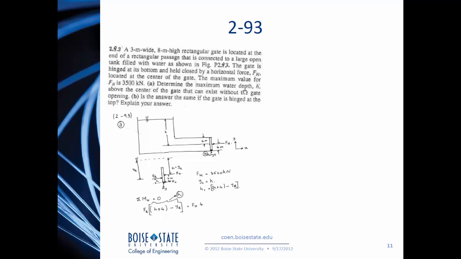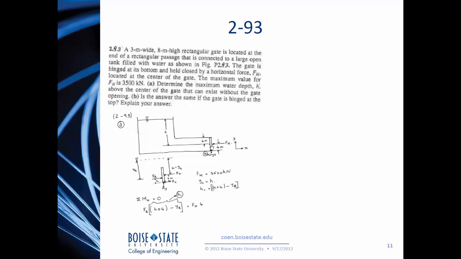You're asked to find the maximum water depth H above the center of the gate that can exist without the gate opening. Is the answer the same if the gate is hinged at the top? And you're asked to explain your answer. So the first thing is to indicate your heights always from the centroid. Take your coordinate system x and y as shown, and then indicate all the resultant force and the resultant YR and so on. So the resultant hydrostatic force is a simple calculation here, which we would do in a minute, but the resultant force always acts at some location YR.